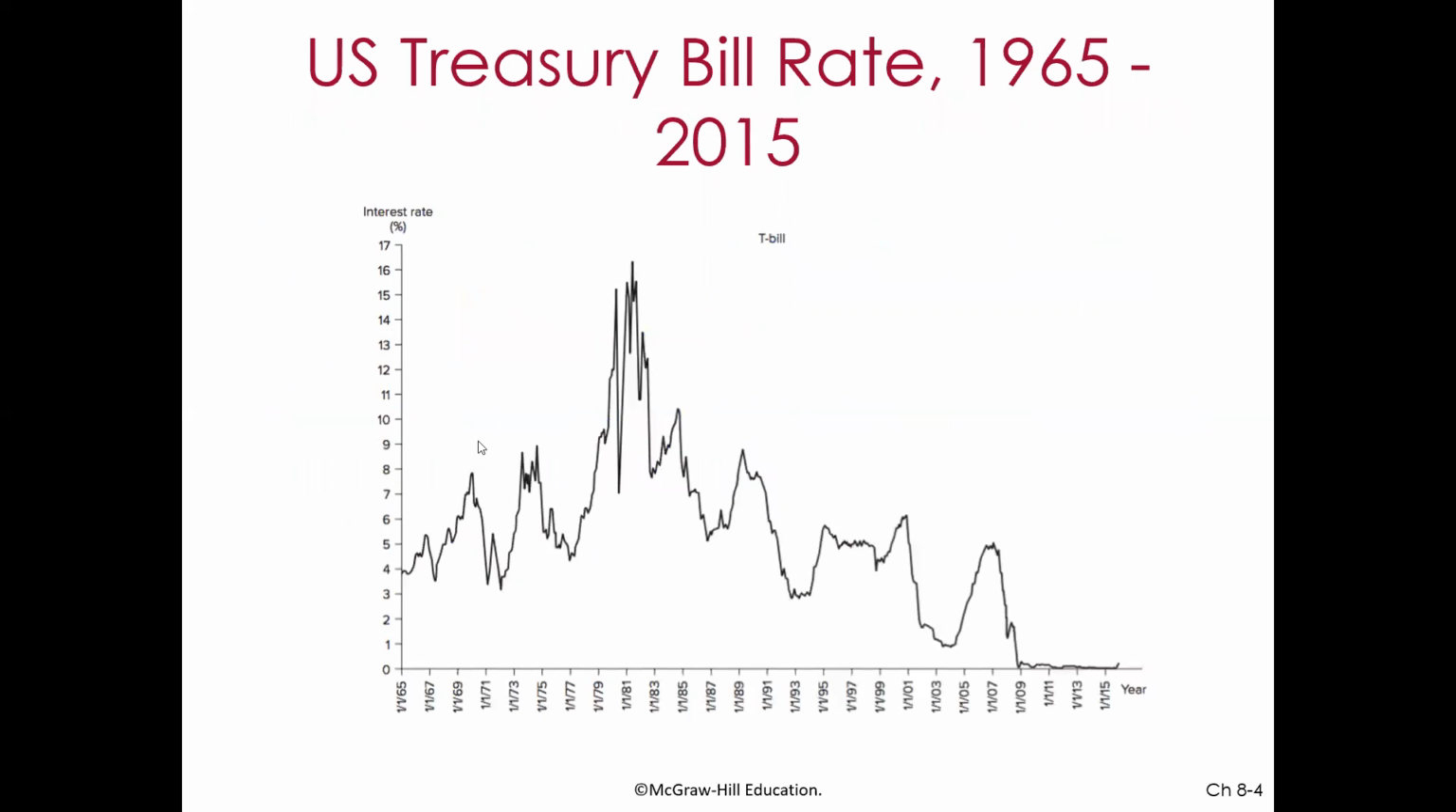This is an example of how Treasury bill rates of the United States have fluctuated from 1965 to 2015, and you can see that there has been a significant fluctuation of the rates, which range between as high as 16% to almost close to zero in recent years.